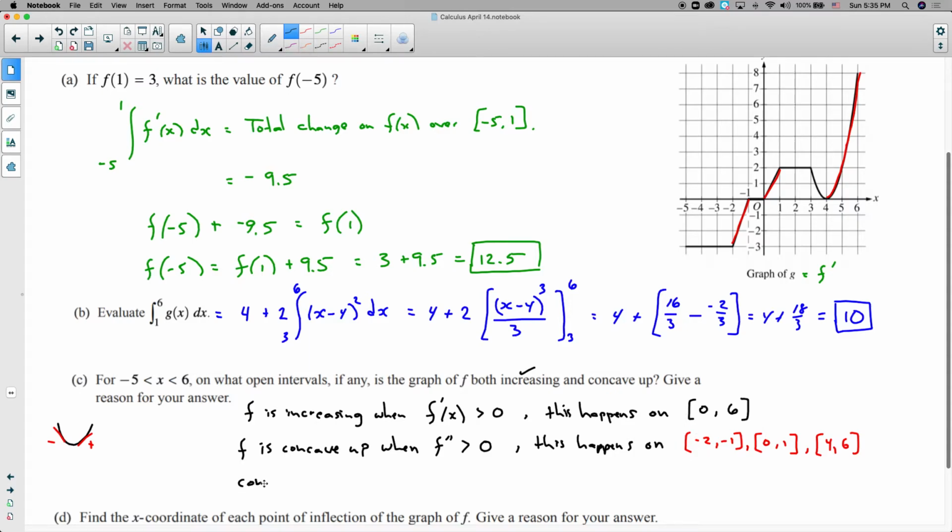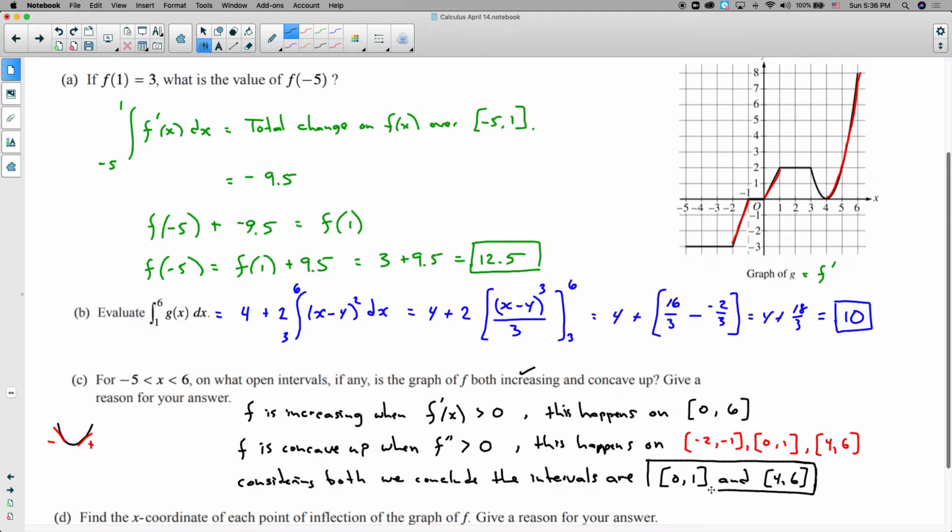So considering both, we conclude the intervals are 0 to 1 and 4 to 6. Okay, I've been putting boxes around things, so I'll again do that.